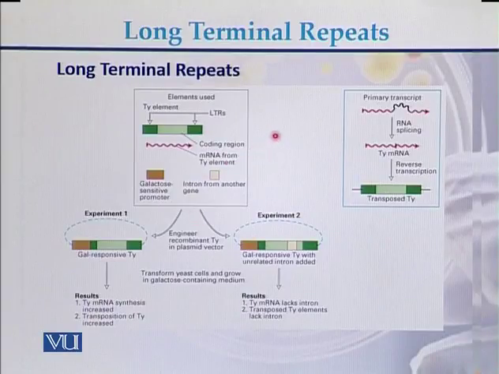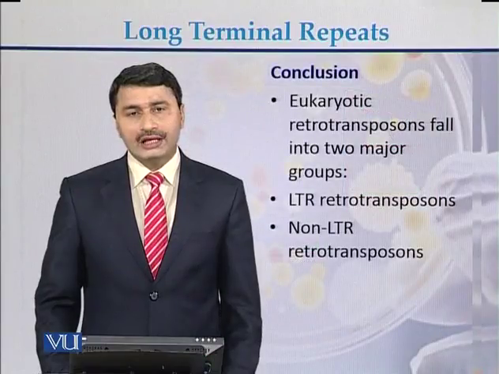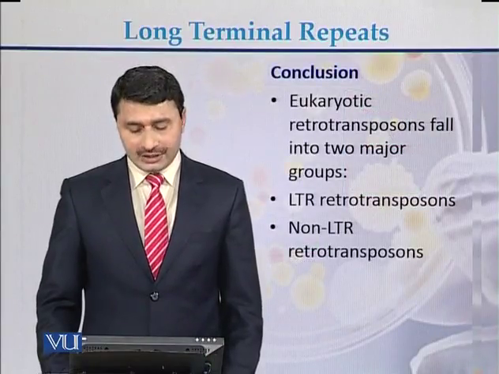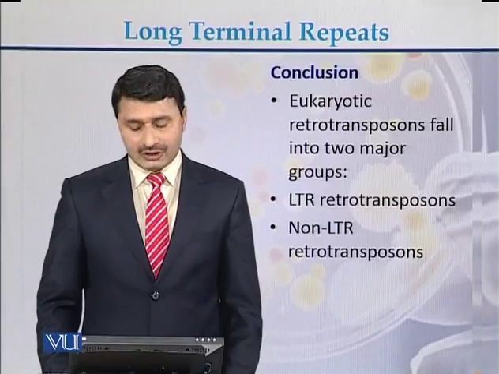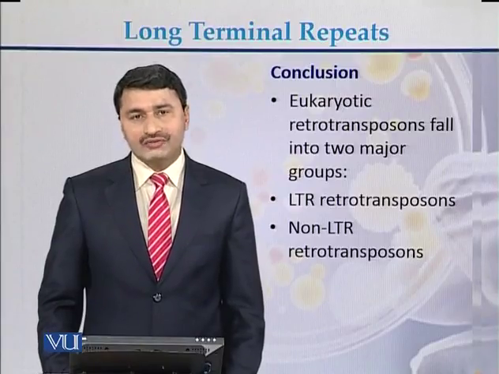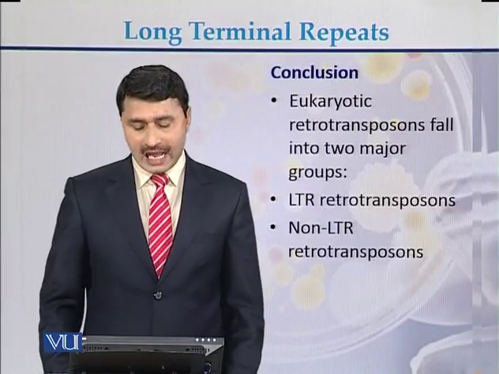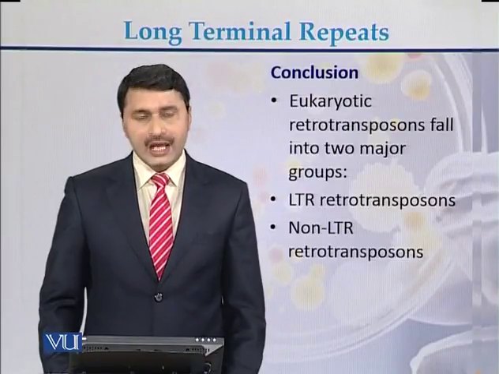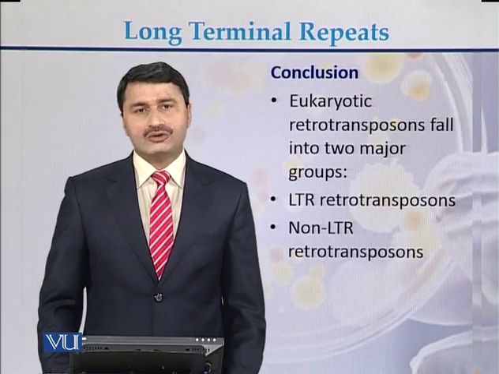Another diagram in which we can see what long terminal repeats are. Long terminal repeats are present on both sides, and in the middle there is a coding region that produces the messenger RNA from Ty elements in the case of the yeast genome. So to conclude, eukaryotic retrotransposons fall into two different categories. They are called LTR retrotransposons and non-LTR retrotransposons.